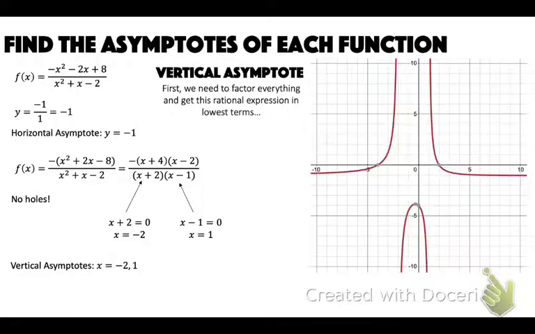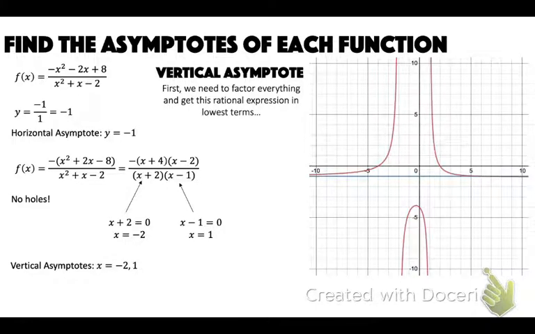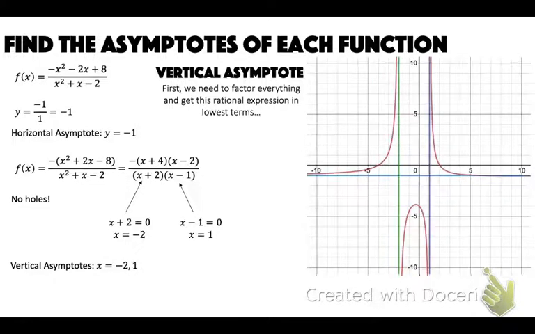So if we graph this, that's what the graph ends up looking like. We have our horizontal asymptote there at negative 1, vertical asymptotes at negative 2 and positive 1.